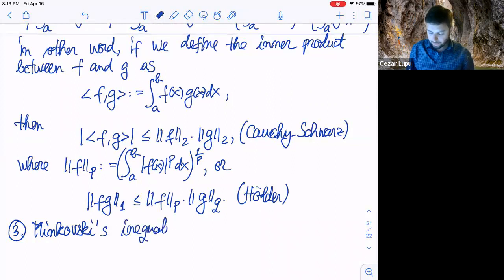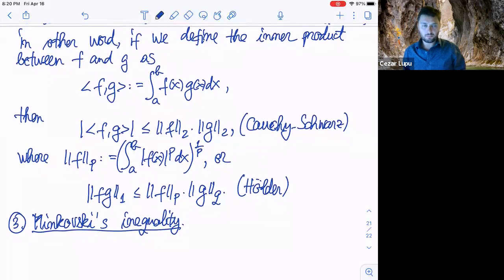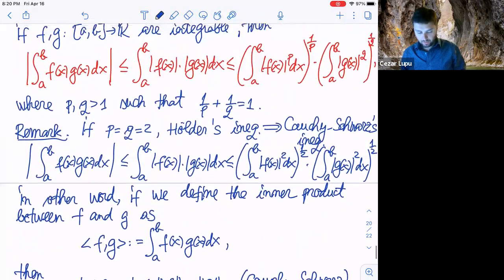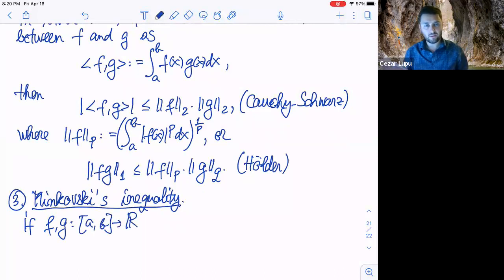Usually it can be proved easily. Well, easily, it's a consequence, I would say, of Holder's inequality. And the Minkowski inequality states the following. So if f and g are two integrable functions, and I'm going to stick to real values, so I don't want to deal with complex valued functions, I don't want to deal with the conjugate and so on, so I'm just going to stick to real valued functions.